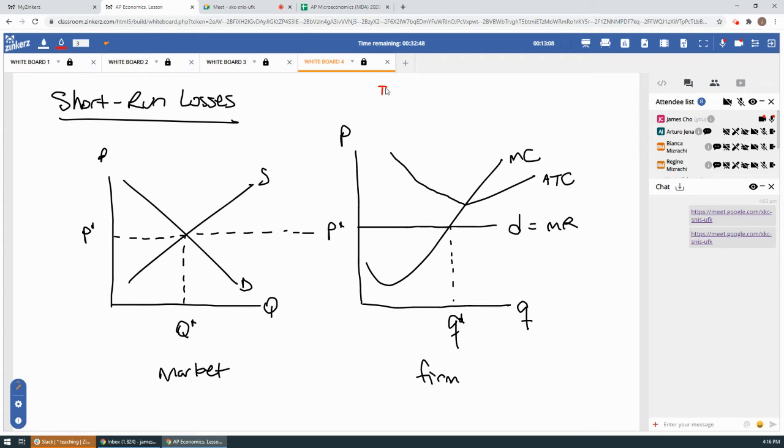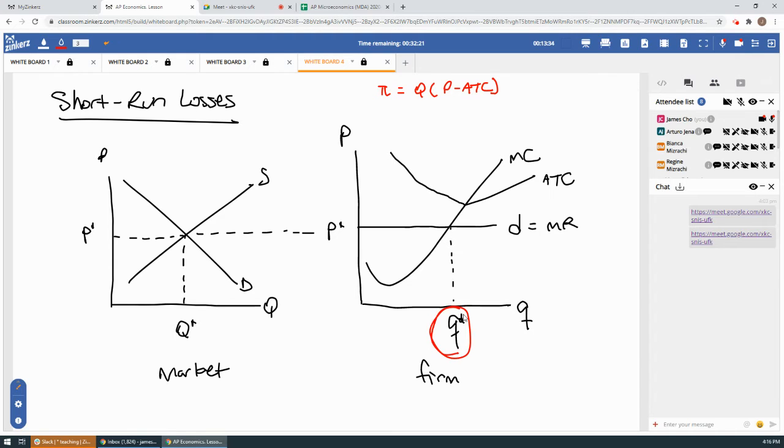I know that my profit, the little shortcut, was quantity times P minus ATC. So if the price happens to be bigger than average total cost, you're going to see that this profit is positive. What happens if the price is less than the average cost? Then P minus ATC would be a negative number, which means I'm going to have negative profits. This is what I'm seeing here.